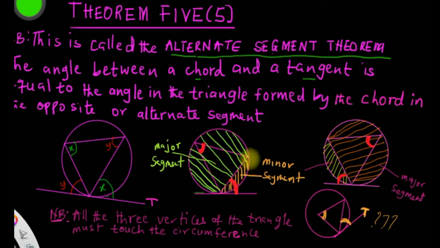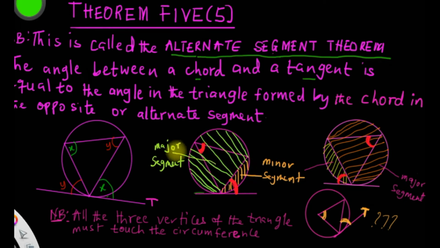And then you see that this line is a chord, and this shaded portion is shaded in light yellow or orange. Yes, this shaded portion. This is what I mean. Have you seen? This side is a segment, and the whole of the shaded portion in green is what?